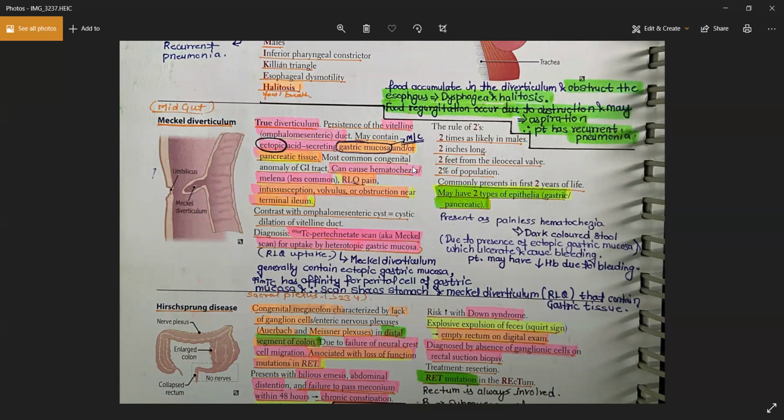It can cause hematochezia. Okay, we have discussed why. Because of the presence of the gastric mucosa, that will cause the release of acid. The acid will damage the mucosa there, right? And that can cause the bleeding complications, right?